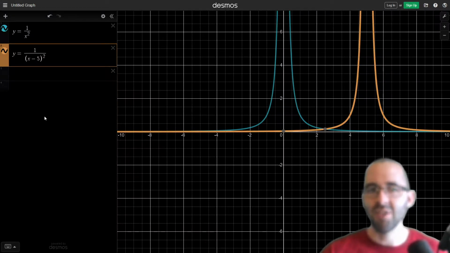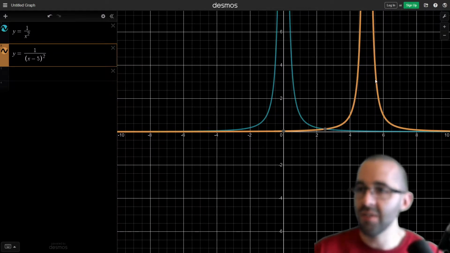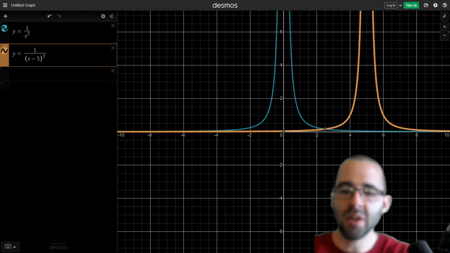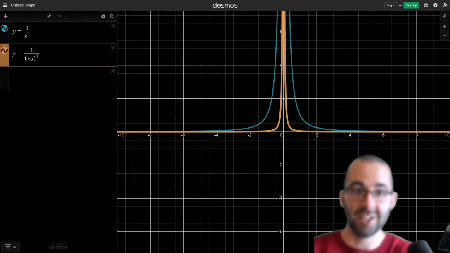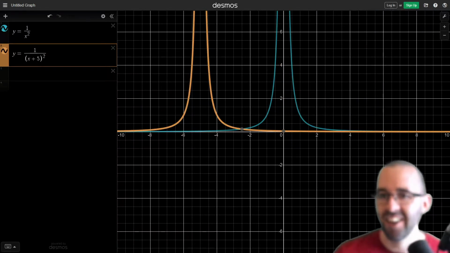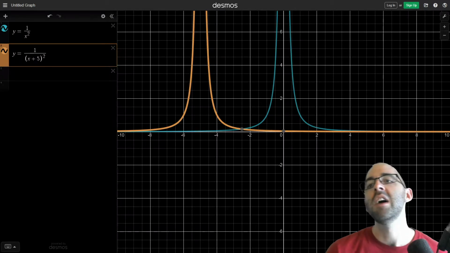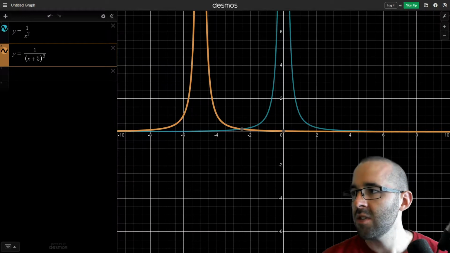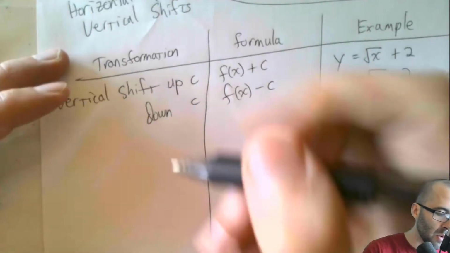X minus 5. The whole thing is getting shifted to the right 5 units, all right? The orange graph is the same thing as the blue graph, just kind of moved over. Or again, say we wanted to move it to the left, just change that to a plus. All right, now the orange graph is the same thing as the blue graph, just shifted left 5 units, okay? So that's exactly what we're going to be doing for horizontal shifts.